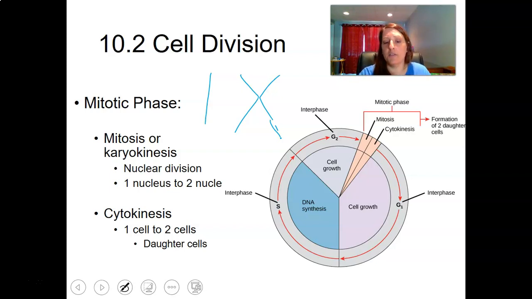They're more diffuse. So we've got mitosis or karyokinesis. That's where we go from one nucleus to two identical nuclei, and that's going to be followed up by cytokinesis, where we go from one cell to two daughter cells. One cell with one nucleus to two daughter cells. Each of them have their own nucleus. All right, so let's dive deep.